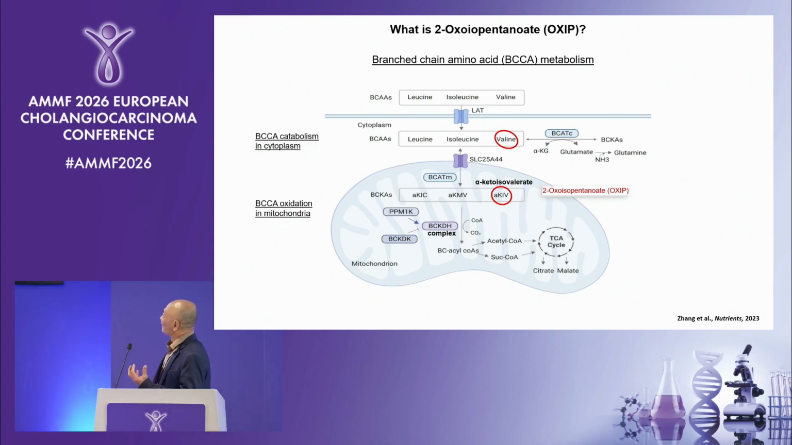They are taken up into the cells through the L-type amino acid transporters. They can be catabolized to make DNA, RNA, and protein in the cytoplasm. They can also be further taken up by the mitochondria through this transporter, then enter the TCA cycle through a few more steps for energy production.